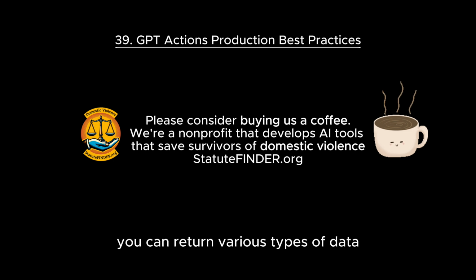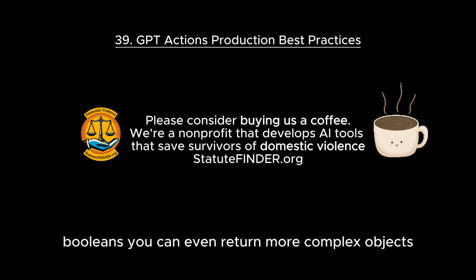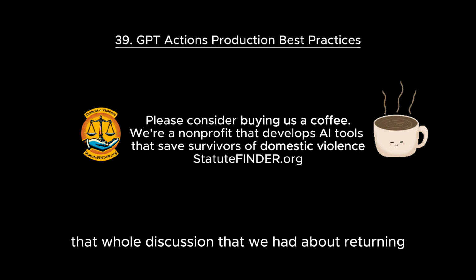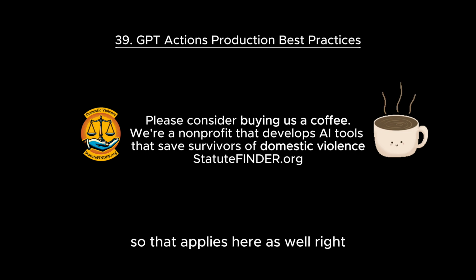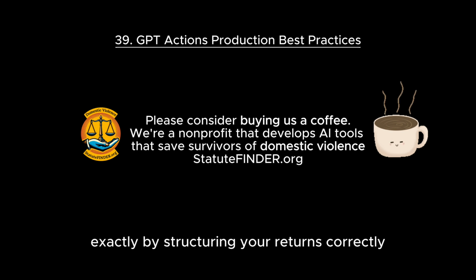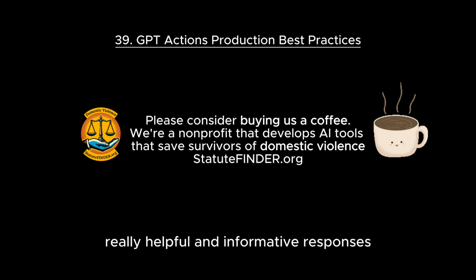You can return various types of data. You can return text. You can return numbers, Booleans. You can even return more complex objects. And remember that whole discussion that we had about returning raw data instead of pre-formatted responses. So that applies here as well. Right, give ChatGPT the ingredients and let it handle the presentation. Exactly. By structuring your returns correctly, you're making sure that ChatGPT has everything it needs to provide really helpful and informative responses to the user.